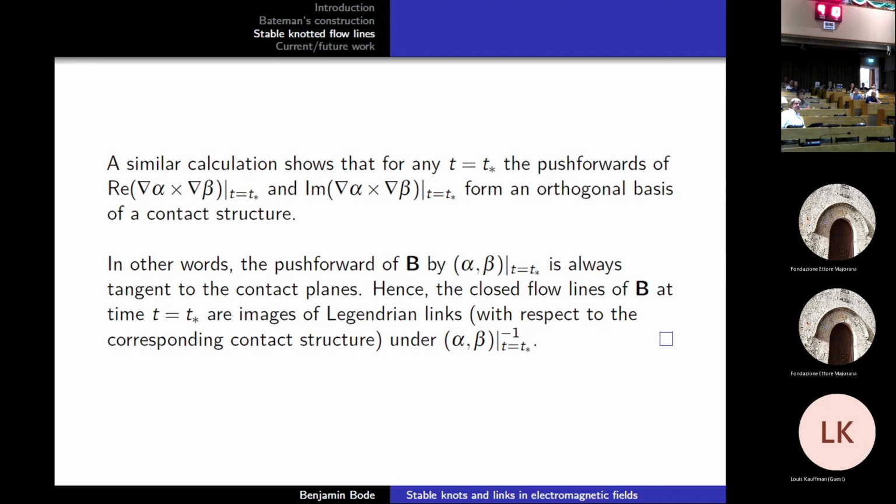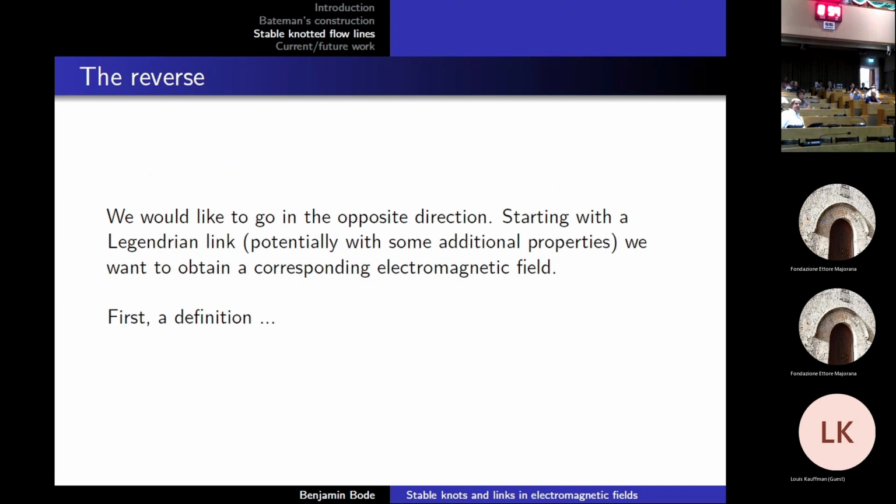You again obtain basis vectors for some contact structure, which is equivalent to the standard contact structure, but maybe not equivalent on the nose. Okay, so what we've done so far is you start with an electromagnetic field and you obtain from it Legendrian links. What we would like to do is go in the other direction: start with a Legendrian link and get an electromagnetic field from it.